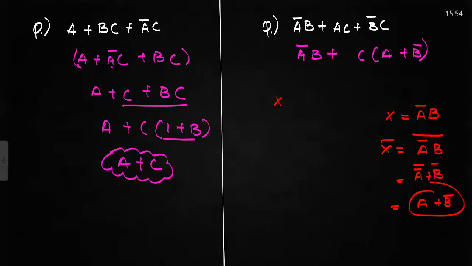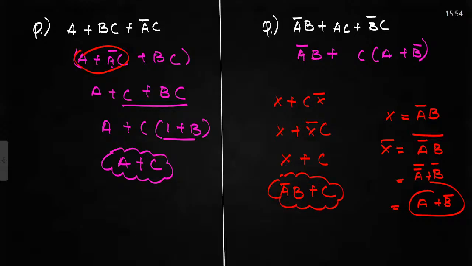So X bar is equal to this one. So this one we can write as X plus X bar C. The same concept that we have used here, we will use for this one. So X plus X bar C will give me X plus C. That means X is my A bar B, plus C. So this is my answer. I think you have understood. If you are having any doubt, please let me know. I will explain that.